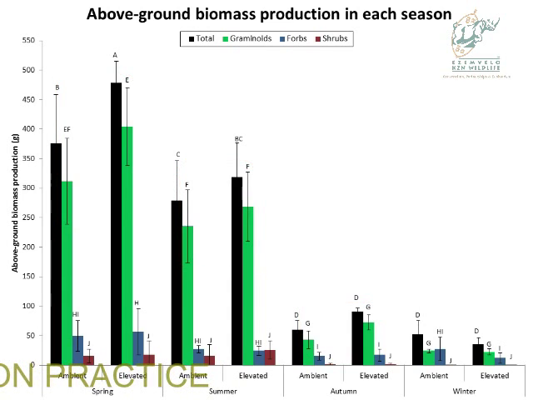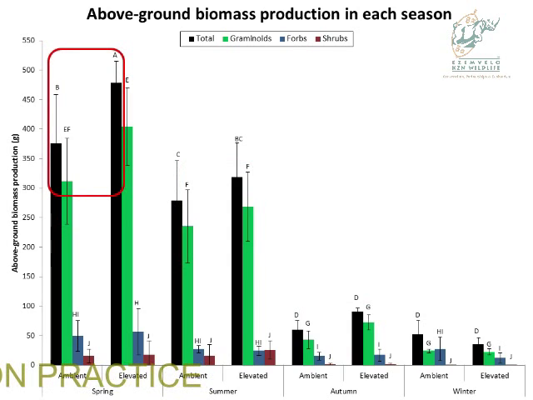When looking at the total above-ground biomass, it can be seen that there was a significantly higher biomass production within the elevated temperatures of the open-top chambers within spring. Thus, it is clear that the graminoids are the main contributor to the total above-ground biomass, especially in the warmer seasons, as one would expect working in grassland.